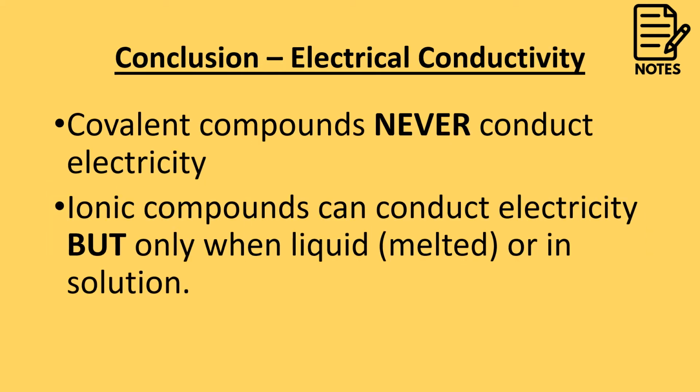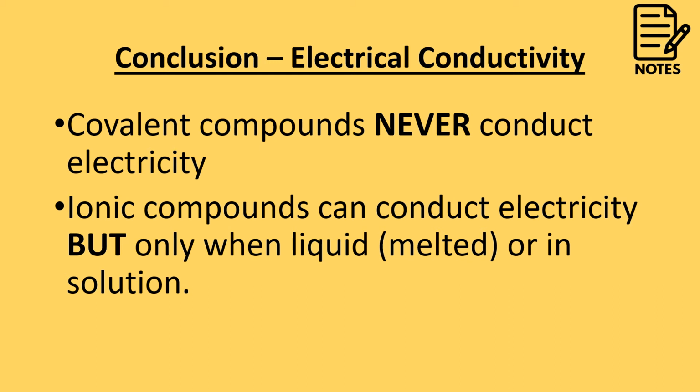So let's look at some conclusions. Before we can really draw any conclusions, we kind of just work our way through each type of chemical. So covalent compounds, what we found is that covalent compounds never conduct electricity. It didn't matter whether it was a solid, whether it was a liquid, or whether it was a solution. All of the covalent compounds did not conduct electricity at any point. Our ionic compounds can conduct electricity, and there's a but. They can only do it when liquid, which is when they're melted, or when they're in solution.